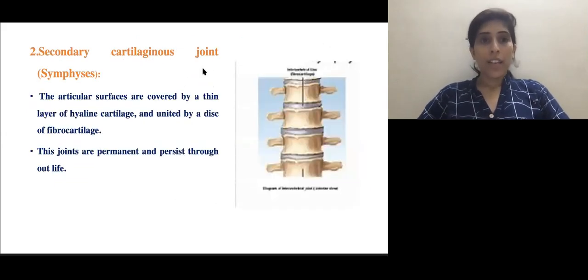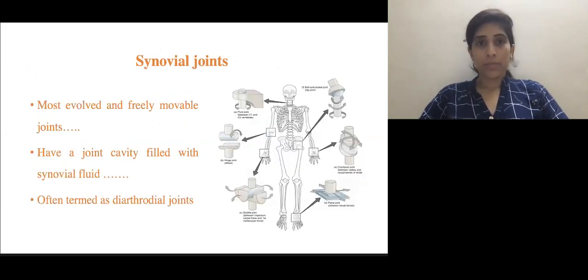Next is the secondary cartilaginous type of joint. In this type of joints, the articulating surfaces are covered by a thin layer of hyaline cartilage and united by a disc of fibrocartilage. So these joints permit slight movement, and this type of joints are permanent joints.